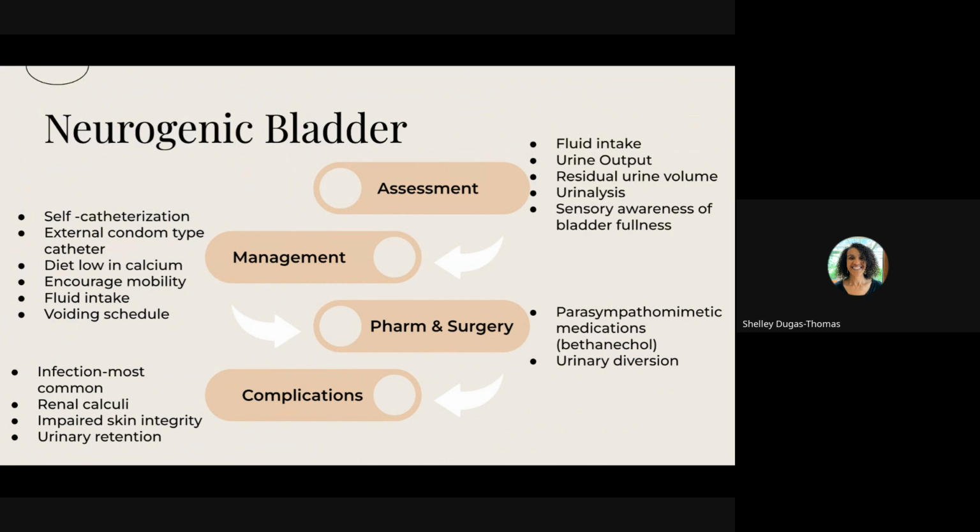Specific interventions include continuous, intermittent, or self-catheterization, the use of an external condom-type catheter, a diet low in calcium to prevent calculi, and encouragement of mobility and ambulation. A liberal fluid intake is encouraged to reduce the urinary bacterial count, reduce stasis, decrease the concentration of calcium in the urine, and minimize precipitation of urinary crystals and subsequent stone formation.